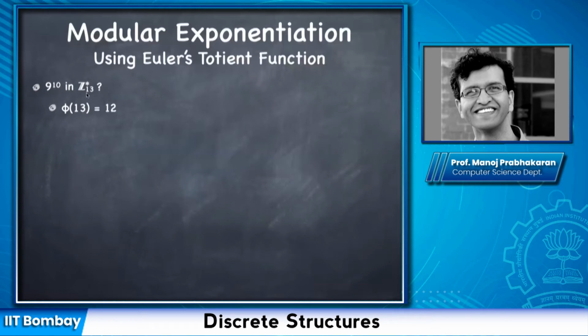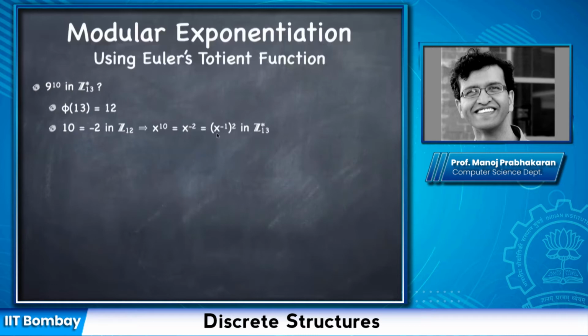So we are working in Z13 star, right? So we might as well consider the exponent as being in Z_12. 13 minus 1 is 12 here, so the exponent is an element in Z12. Now in Z12, 10 is the same as -2. So instead of something to the power 10, I might as well just look at something to the power -2. This is all well defined.